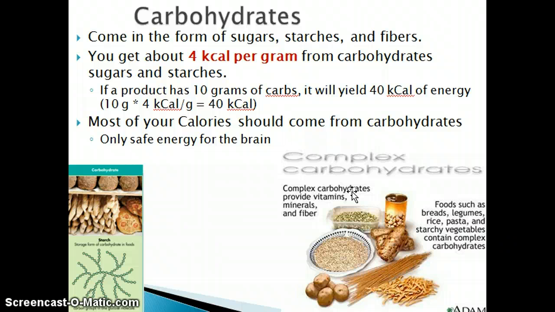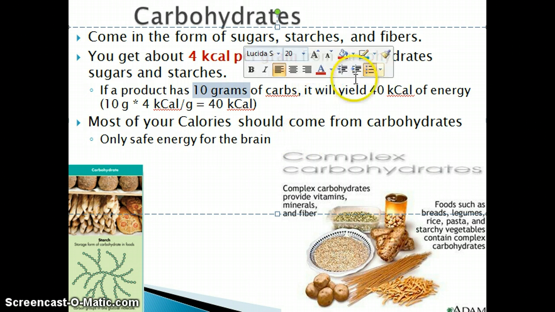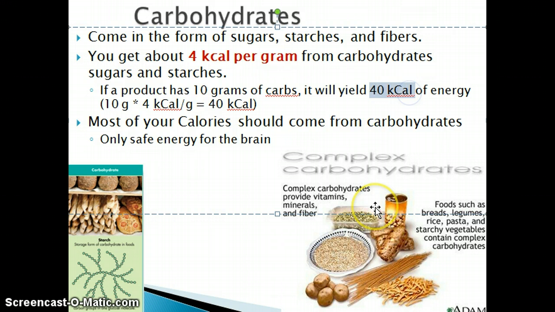Grams are units of weight, ounces and liters are units of volume, feet and meters are units of length, while kilocalories are just units of energy, and starches and sugars yield 4 kilocalories per gram of energy. So on your first assignment, I'm actually going to have you figure out how many calories from carbohydrates you get. So let's say a product has 10 grams of carbohydrates. It's going to yield 40 kilocalories of energy.